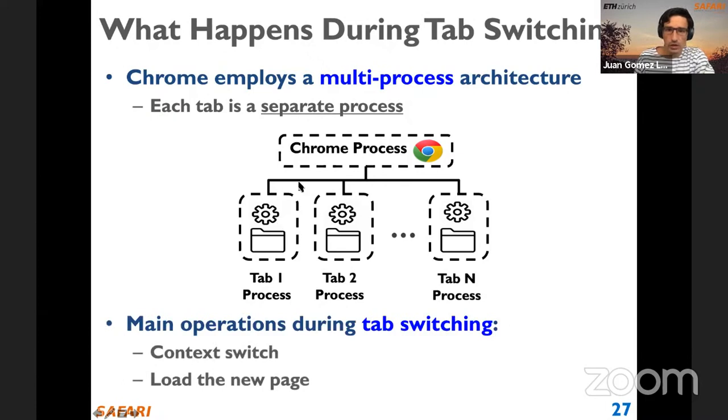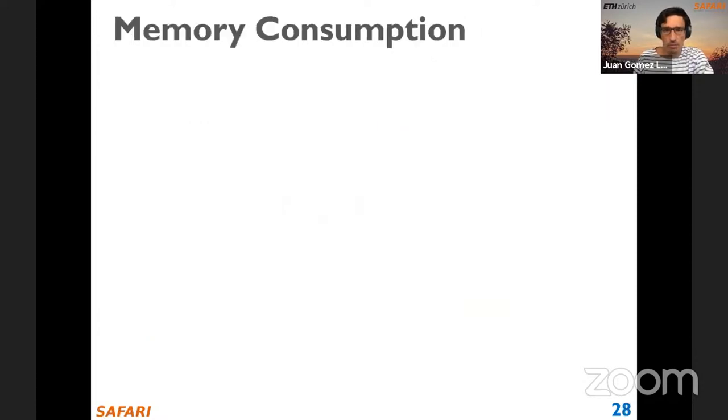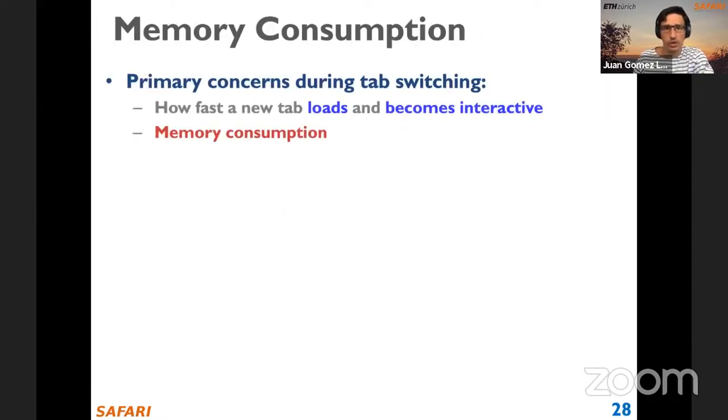Every time that we switch to another tab, there are some important operations. One of them is the context switch, and the other one is the load of the new page. So every time that we go from tab one to tab two, there will be some relatively costly operations that need to happen, and they need to happen as fast as possible. There are some primary concerns when doing this tab switching, and the first one is that we want these new tab loads to be as fast as possible, and we want them to become interactive as fast as possible.